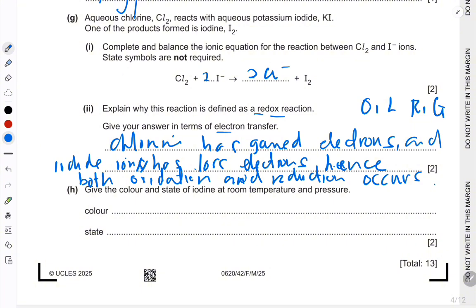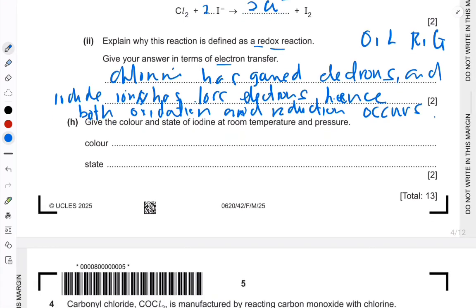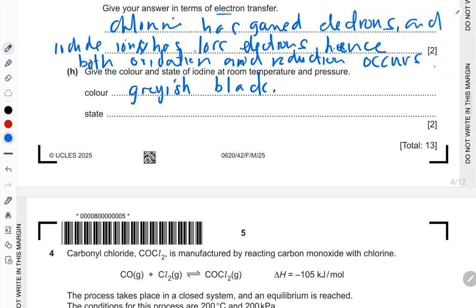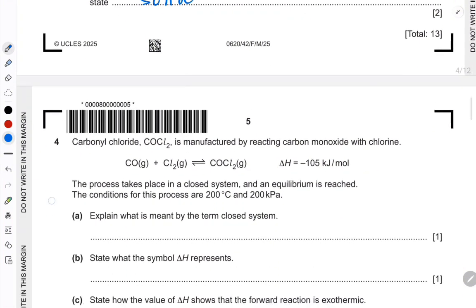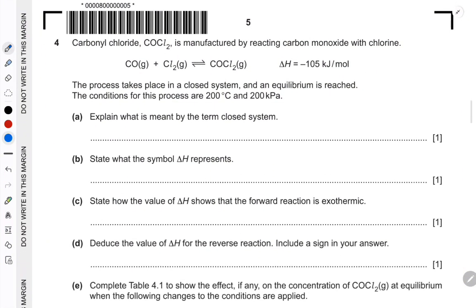Give the color and state of iodine at room temperature and pressure. Color grayish black. Grayish, but once mentioned black. Actually, in my eyes, when I see iodine, it looks black. But the examiner says grayish black, so we have to say it's a solid, of course. Right? It's a solid. Now on to number 4.